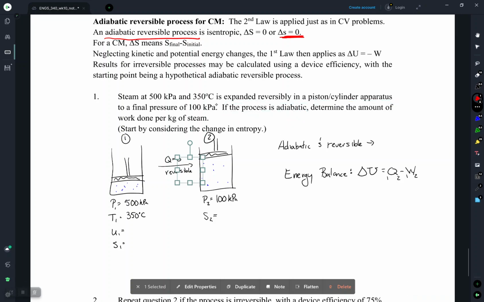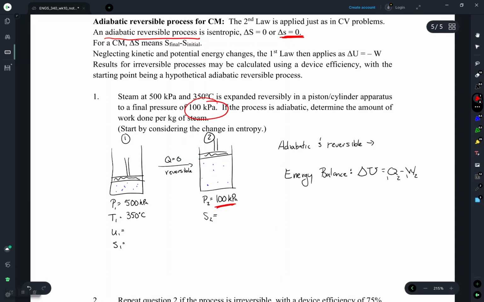All right, so how would we do that? We know our final pressure is 100 kPa. So we wrote 100 kPa there as our final pressure. We know that the process is reversible and adiabatic. So just like for CV problems, we're instantly thinking delta S equals 0, or S2 is equal to S1. So we can write that S2 is equal to S1 is equal to something that we'll look up here in a moment.